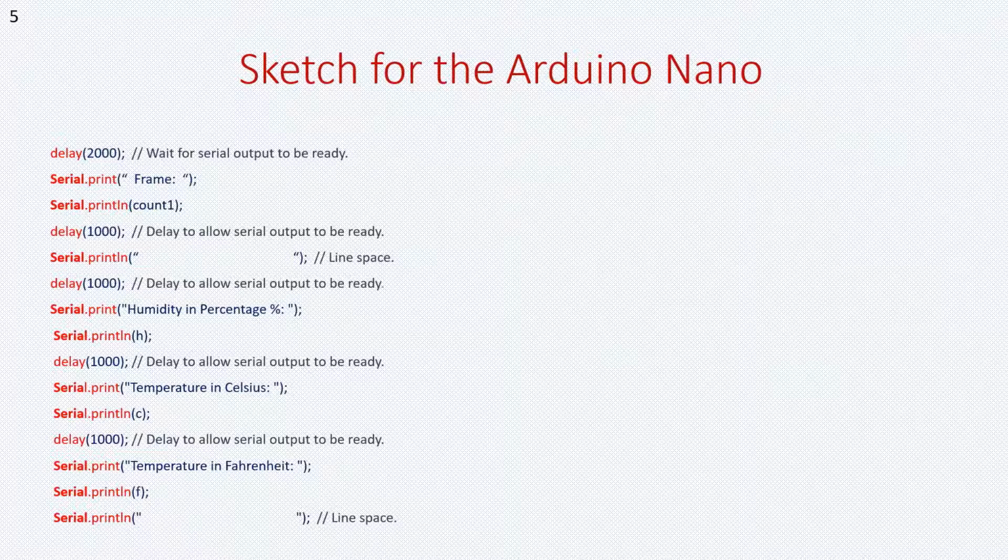As you can see, this part of the sketch deals with printing data. I wait for 2 seconds for the output to get ready. I then print frame and its number. Then I print humidity, Celsius and Fahrenheit values in separate lines with a 1 second delay between them. Finally, I print a blank line.